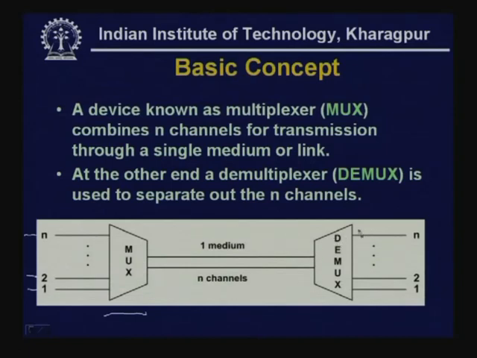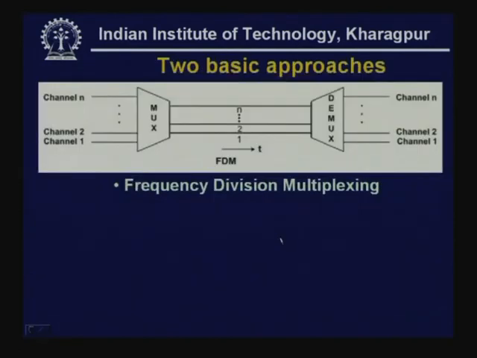It is separating out the signals coming through a common channel and sending to n different channels, as you can see 1 to n. So, this is the basic operation. So, we require a multiplexer and a demultiplexer. This multiplexer and demultiplexer does the operation of combining and separating out, and it can be done in two ways.